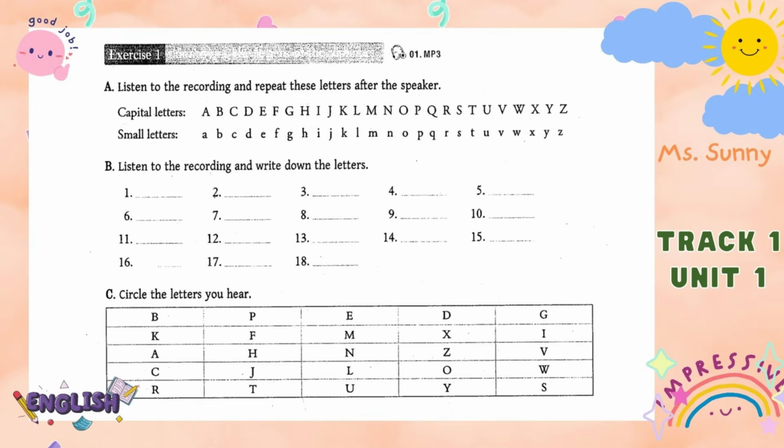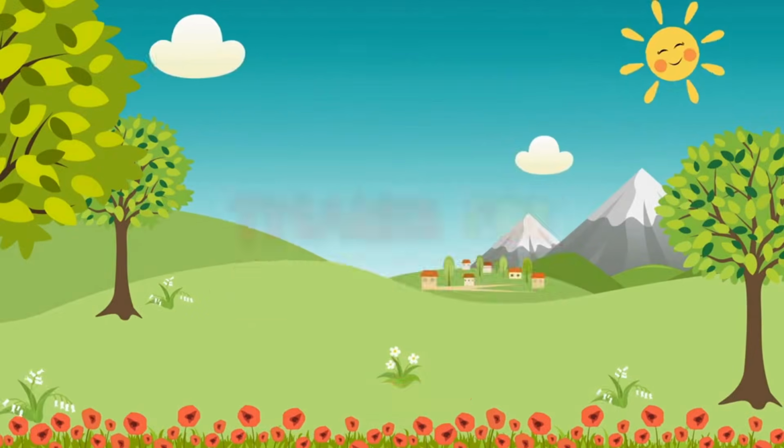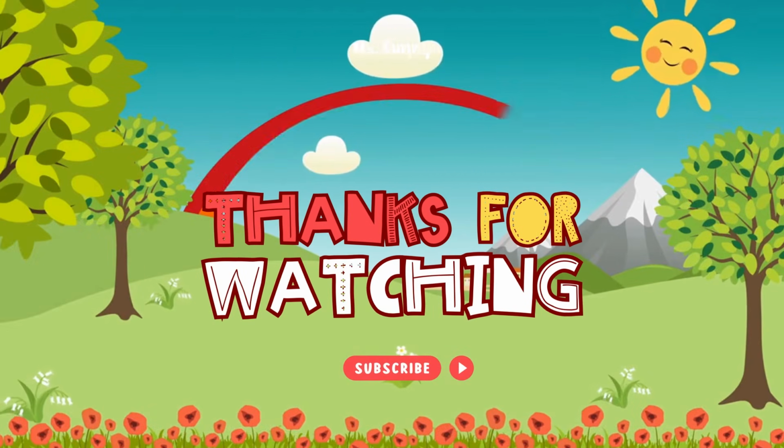C. Circle the letters you hear. F, G, P, H, V, J, W, N, U, R, A, B, Y.